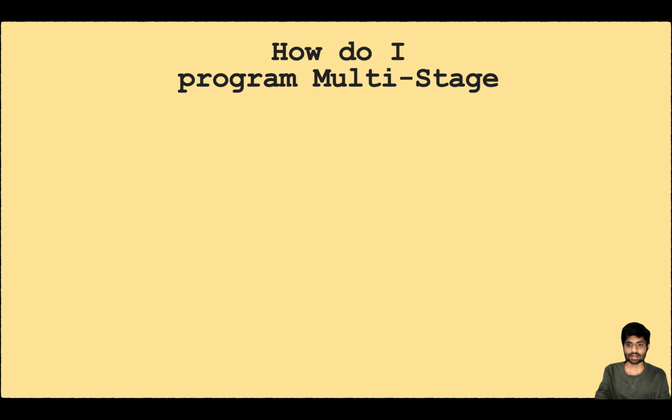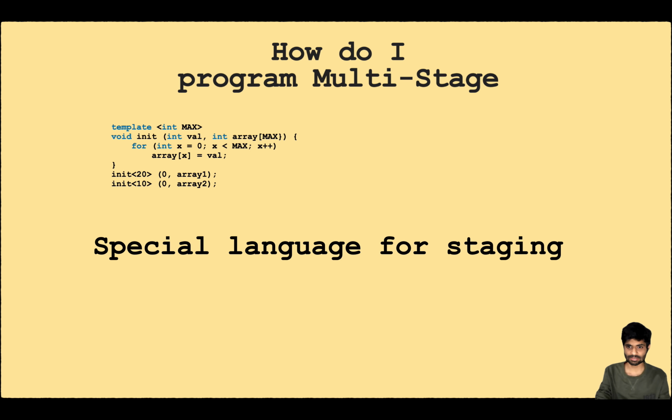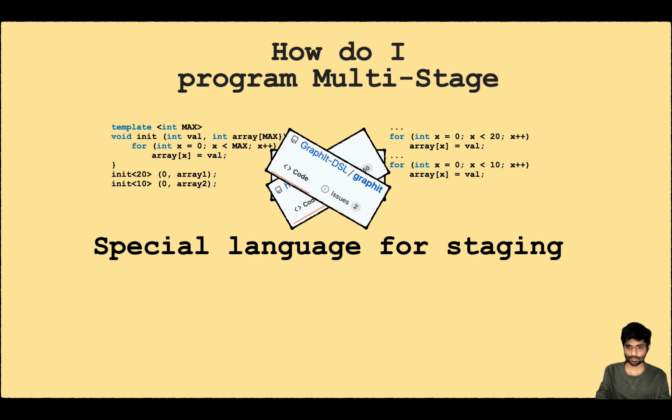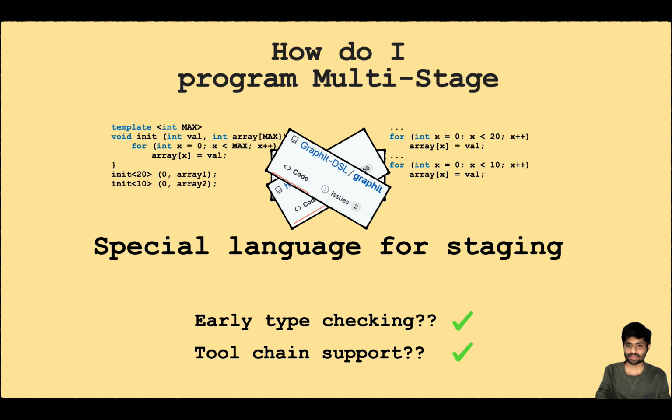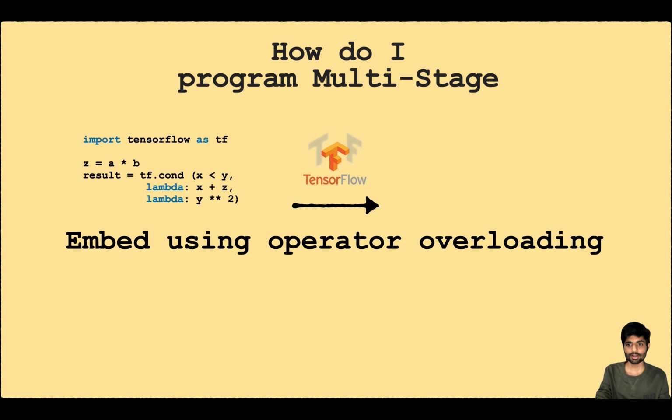In contrast, the other approach is to build staging support in the language itself. This is seen with C++ templates or DSLs that we have seen before. This approach can get us early type checking and toolchain support, but we have to build specialized compilers for this approach. The most promising approach is to use operator overloading to embed a language in the existing language.